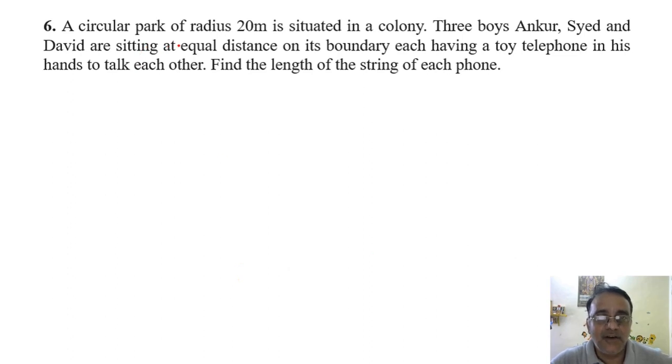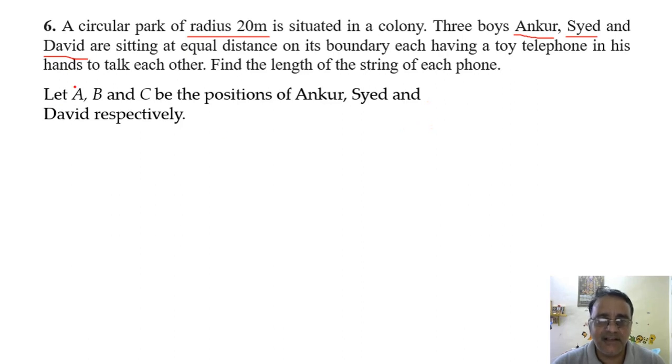A circular park of radius 20 meter is situated in a colony. Three boys, Ankur, Said and David, are sitting at equal distance on its boundary, each having a toy telephone in his hands to talk to each other. Find the length of the string of each phone. So we'll mark A for Ankur, position B for Said and position C for David on the circular park.